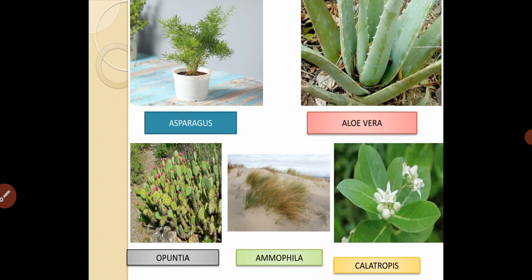animals. In case of the ammophila, the leaf starts rolling to check the rate of water loss. And in case of the calotropis, thick and leathery leaves are present, and on the surface of the leaves hairs are present. It also checks the rate of transpiration.